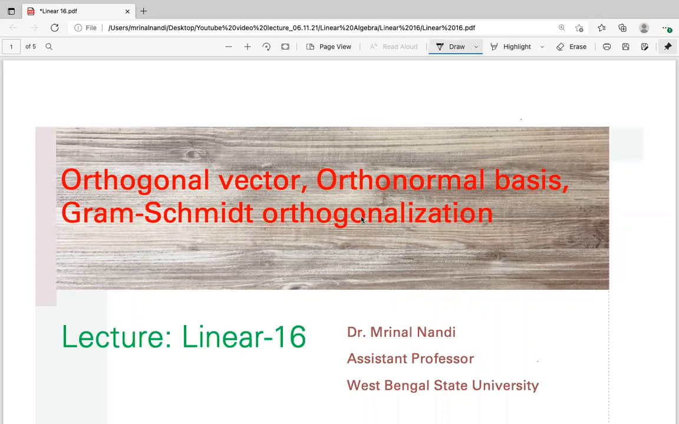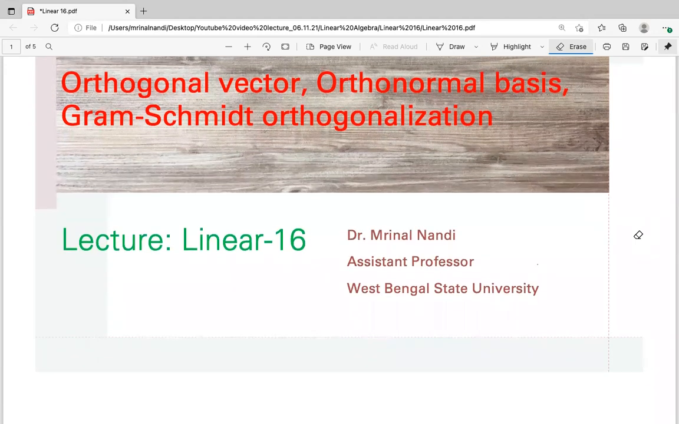So, linear talk number 16. Orthogonal vector, orthogonal basis, and Gram-Schmidt orthogonalization. These are very important topics in linear algebra and especially in normed linear space.